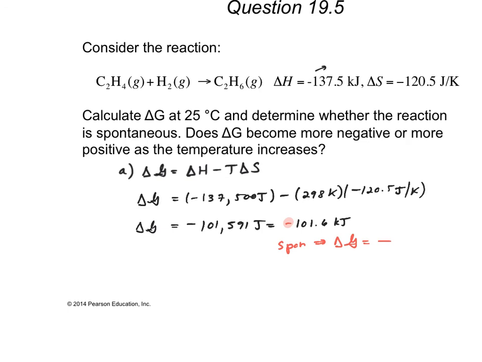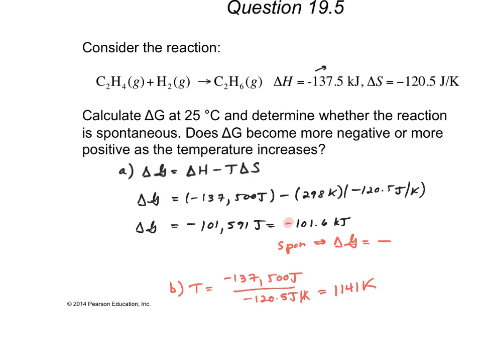For the last one, we're going to do the exact same thing I just did to calculate the temperature at which this reaction shifts. All I have to do is take my enthalpy value in joules. So this is minus 137,500 divided by my entropy, minus 120.5 joules per Kelvin. And when I do that, we end up with 1,141 Kelvin.